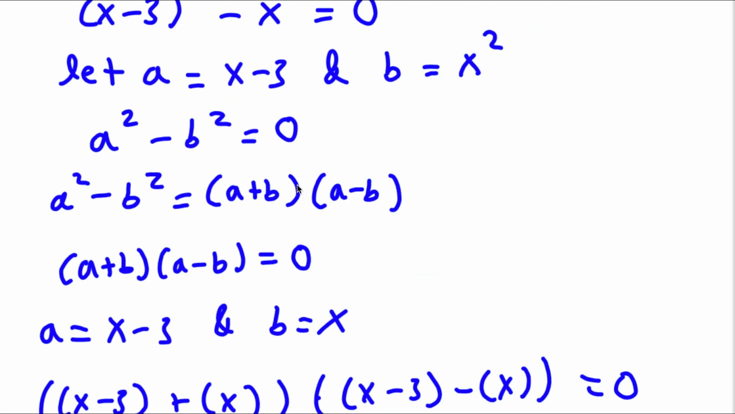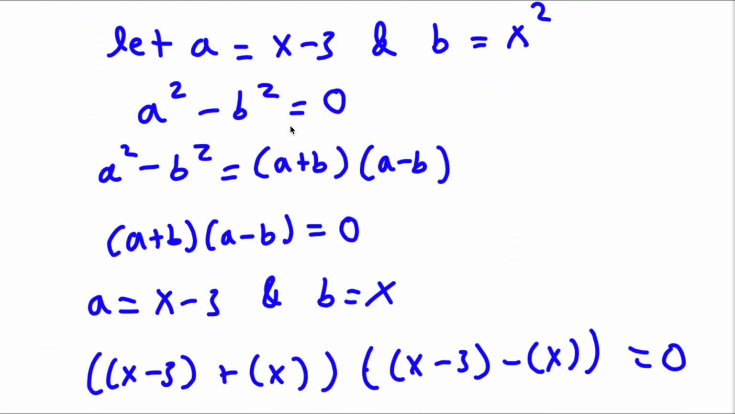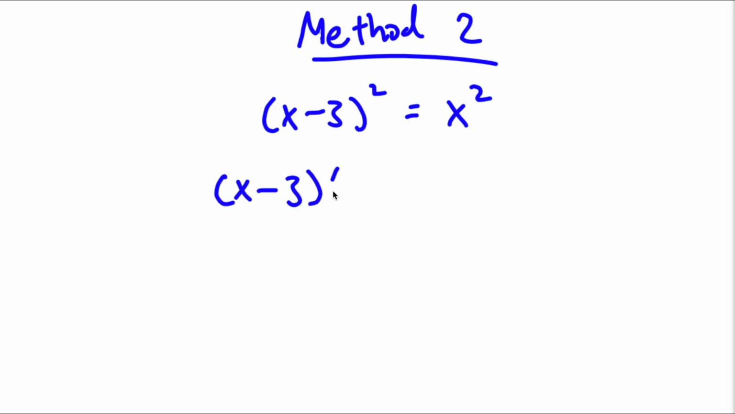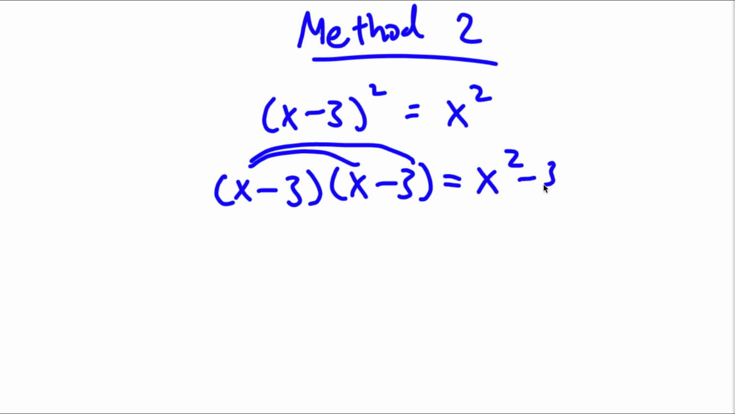Now, let's go ahead and do method 2. So our equation was (x minus 3) squared is equal to x squared. Now this time, I'm going to first evaluate (x minus 3) squared. So (x minus 3) squared, this is the same as (x minus 3) times (x minus 3). So we can first start by distributing the x. x times x is x squared, and x times negative 3 is negative 3x.